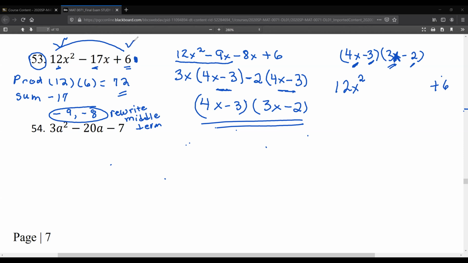So the middle term is always what's important. The middle term is what you always want to check. When you check the middle term, you take the two inside terms, multiplying them is negative 9x. And the two outside terms, you're multiplying them, that's negative 8x. And negative 8x plus negative 9x is negative 17x. And that's how you can check your middle term.